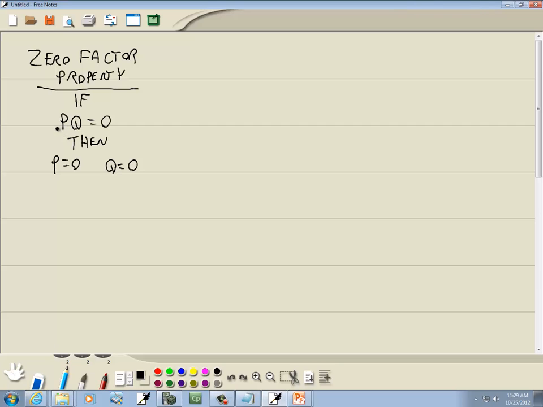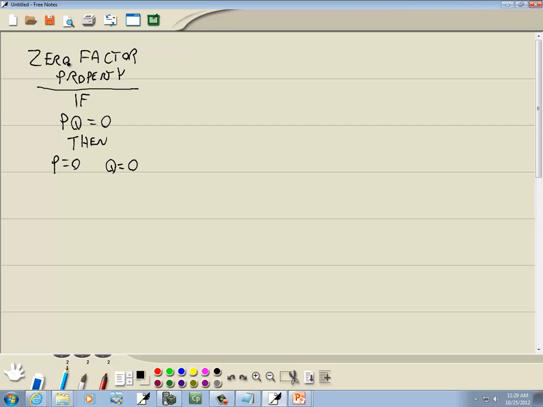It can be anything. It can be a binomial times a trinomial. It can be a square root times an absolute value. You can have anything, as long as it's a product. Some books call this the zero product principle, product of zero, a whole bunch of different names, and so forth. I like this name the best.